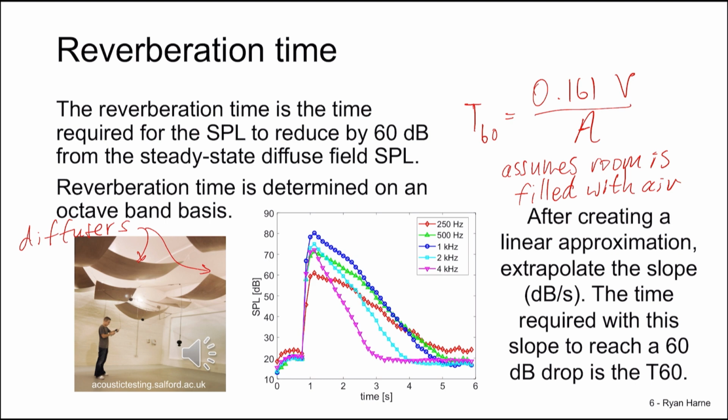Now, our data might not show a 60 decibel drop. Take, for instance, 4 kilohertz. We don't have a 60 decibel change from 70 dB to the sound floor of 20 dB. In other words, this microphone does not appear to register any sounds quieter than about 20 decibels. And in this case, we approximate the slope only over the approximately linear portion of the curve, extend this out by extrapolation to 60 decibels, and determine the time required for that slope to pass through 60 dB.